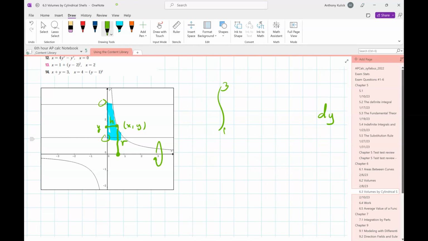It's only from 1 to 3, because the axis of rotation is the x-axis. So if this is the x-axis and we're building our cylinder, the radius of that cylinder is going to be from the x-axis up to the function. Okay, would it go all the way up to 3?